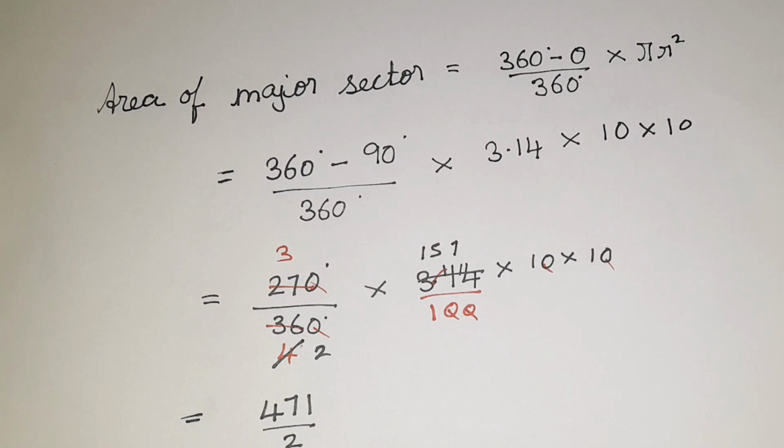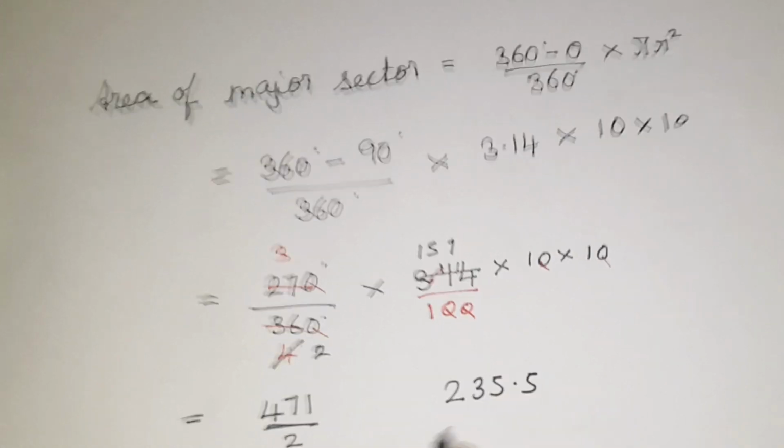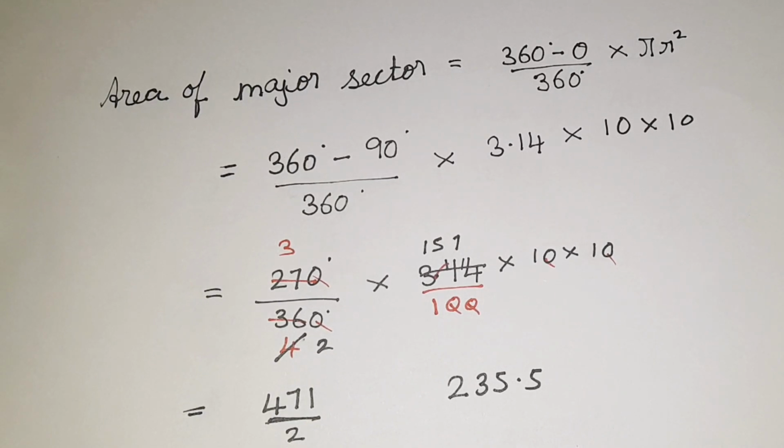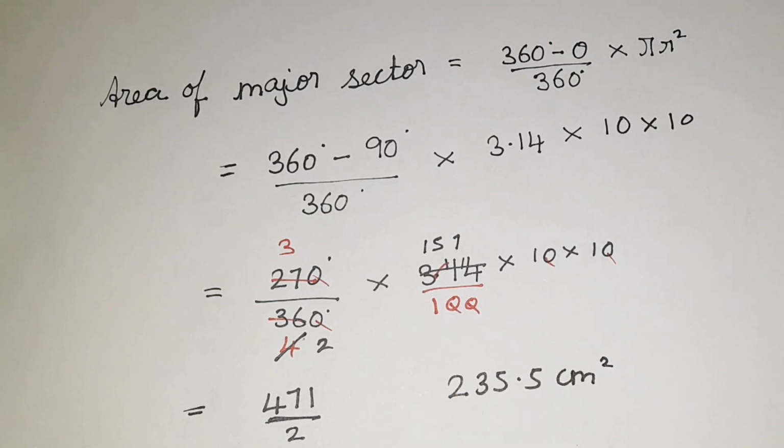So when you divide 471 by 2, we get 235.5. Okay, so we get this value, and since this is our final answer, let us write centimeter square. Okay, so this is going to be our final answer. Since we found the area, it is centimeter square.